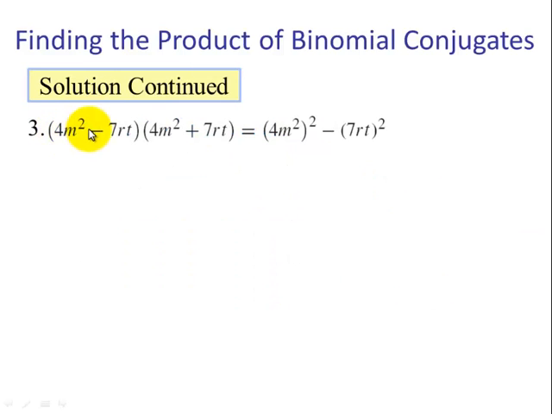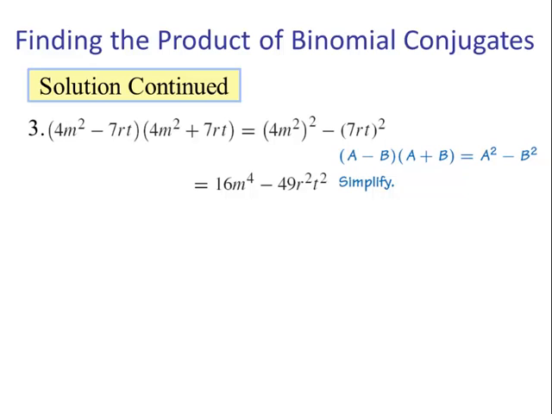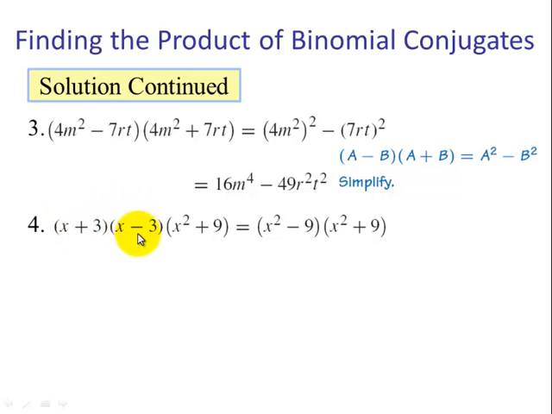Number 3, again we have conjugates. So we take the first term, square it, minus the second term squared. That gives us 16m to the fourth minus 49r squared t squared. And we are finished. Number 4, if we multiply these two first, and notice these are conjugates again, square the first minus square the last, and we get x squared minus 9.